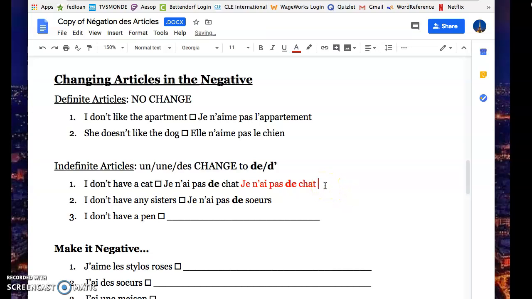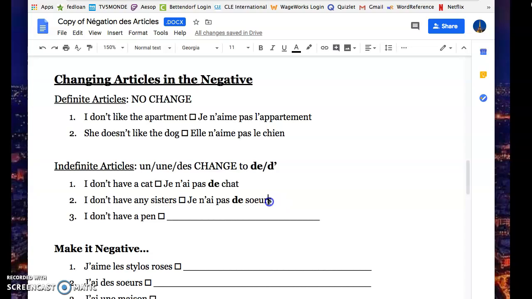Okay? And people are probably like, why? That's so annoying. Yeah, I agree. I don't know. French is weird sometimes. So we're just going to go with it because that is the language we have all chosen to be with in our lives. So, number 2, I don't have any sisters. This is going to be weird too because any is going to change to de. Okay, any is actually an article in English that we don't really talk about because we don't think about it as an article. English is weird too, you guys.